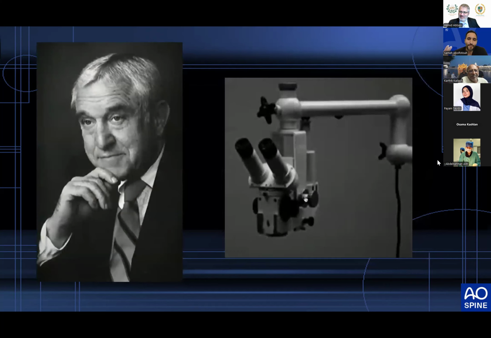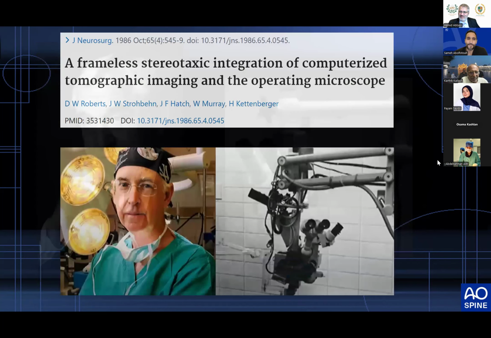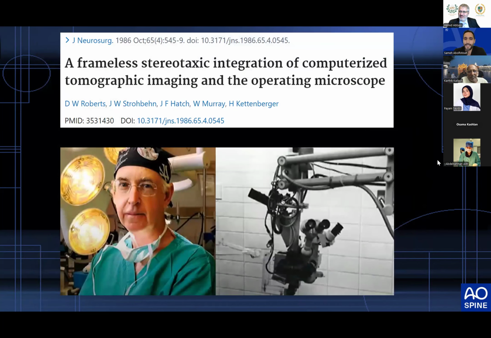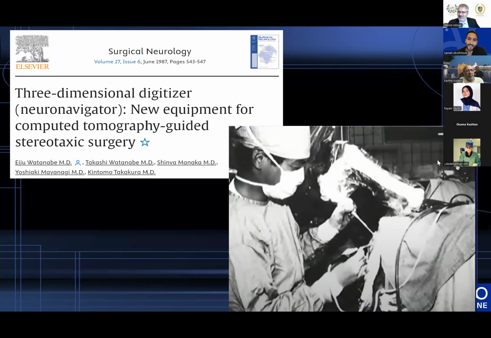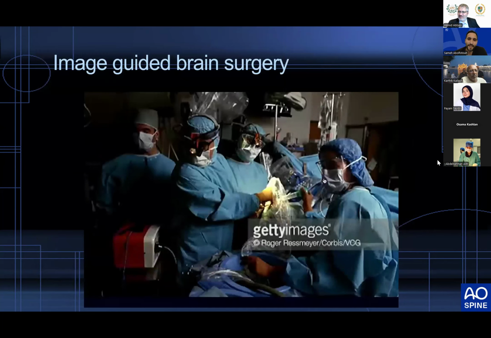Obviously, the introduction of the microscope helped us do all of those fancy surgeries through very minimally invasive approaches. But it wasn't really till David Roberts in 1986 who was the first one to introduce the idea of stereotactic integration and tomographic imaging using a microscope, a concept that was popularized 1 year later by Watanabe as well. And I cannot think of a single brain surgery that's not image guided nowadays.